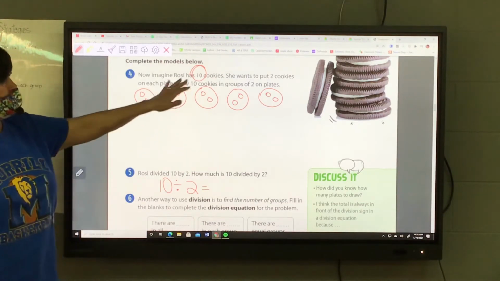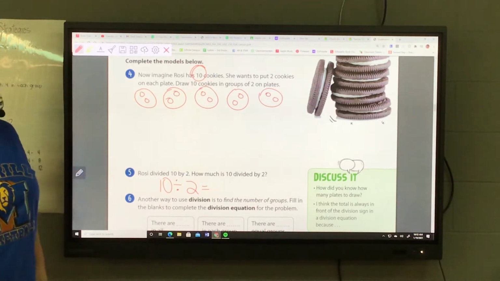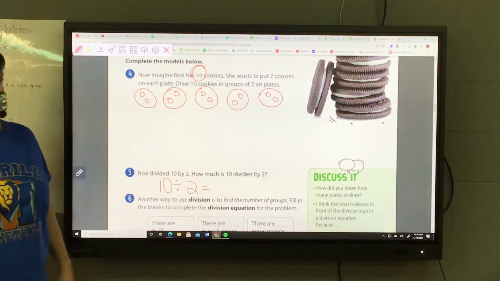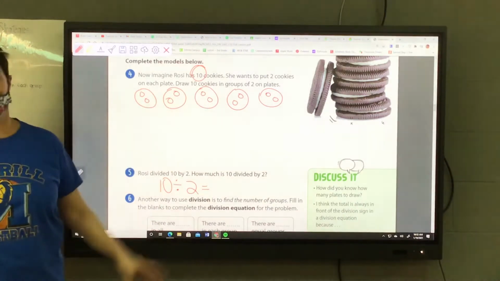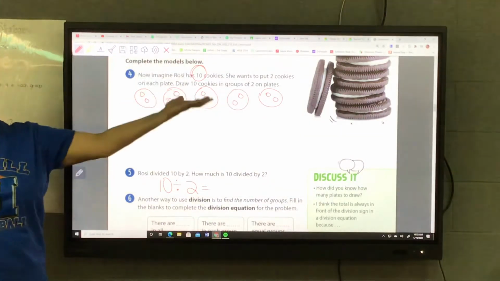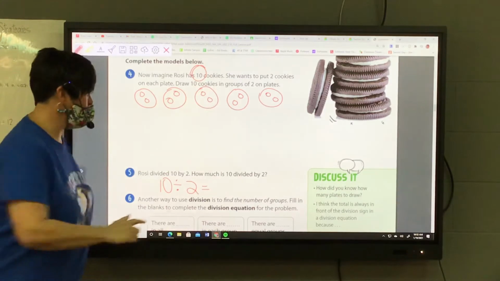How many groups did she make? There's 2 in a group. How many groups is that though? 5. She made 5 groups of 2.